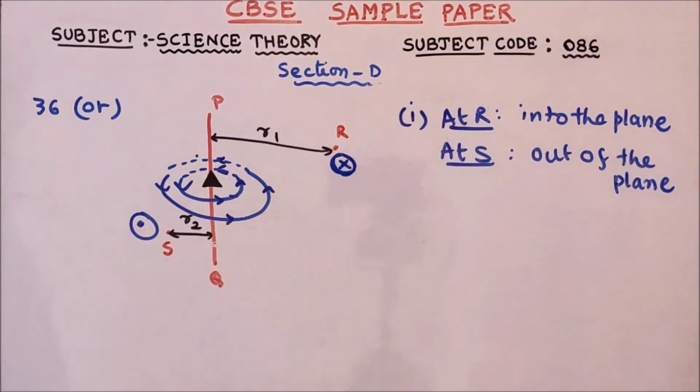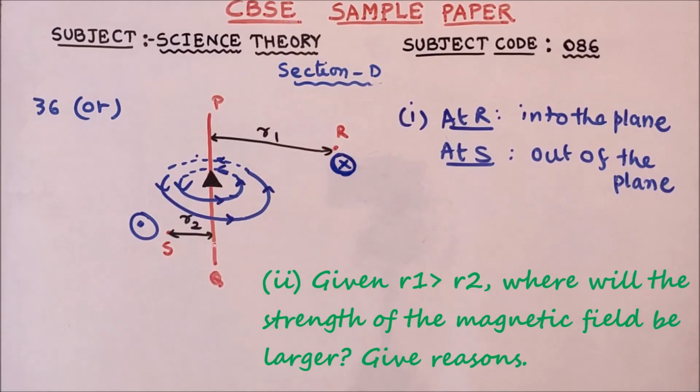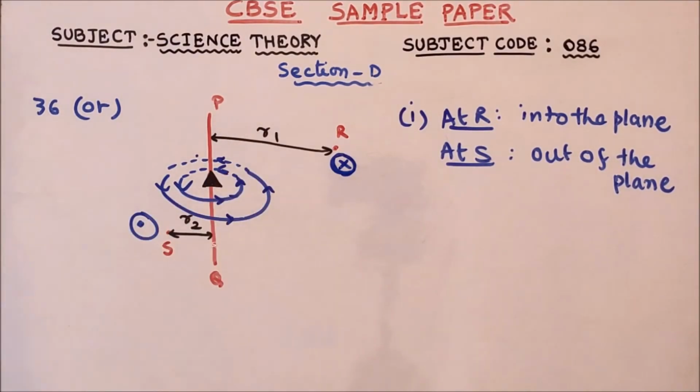So this is the question. Next, second one. Given R1 is greater than R2, you can see from the figure also, R1 is greater than R2. Where will the strength of magnetic field be larger? Give reasons. So we have to tell where it is larger, either it is at S or R, and we also need to tell the reason.